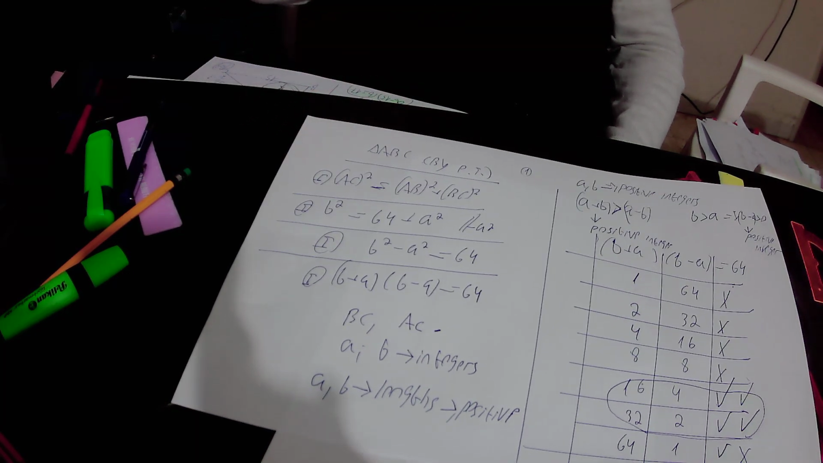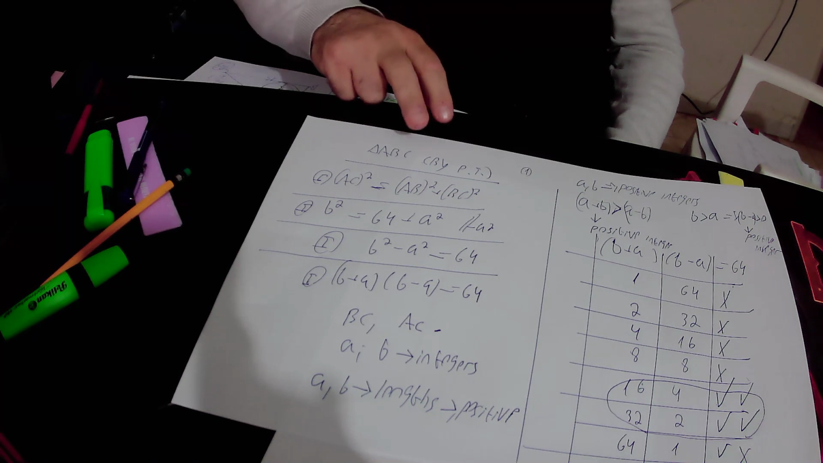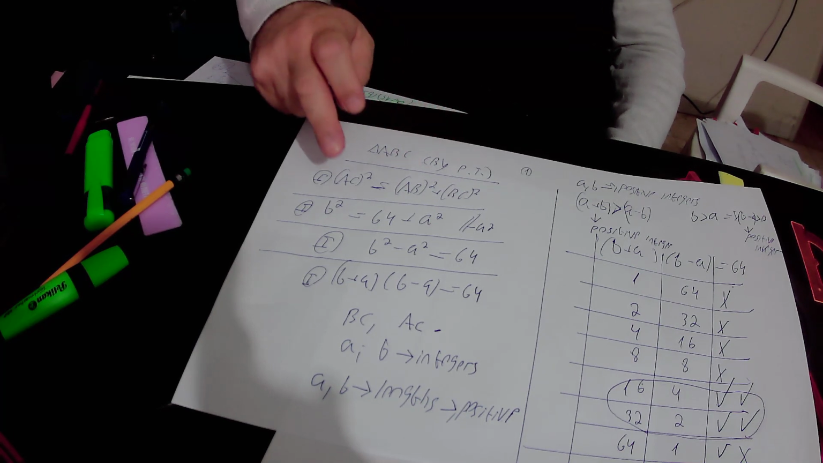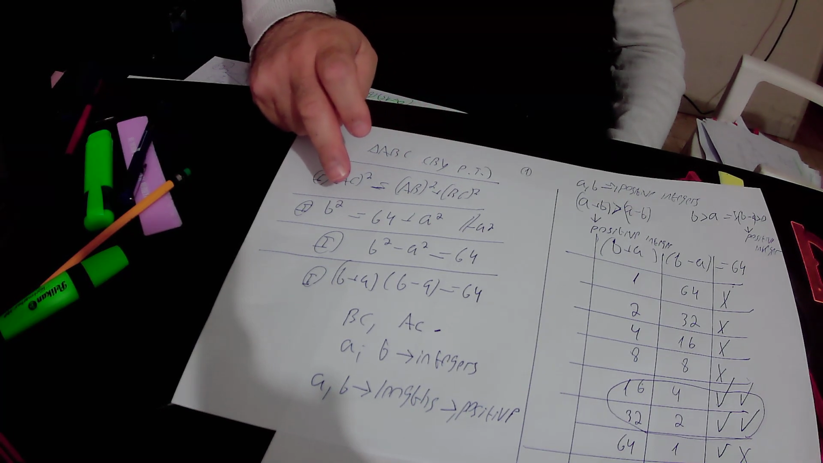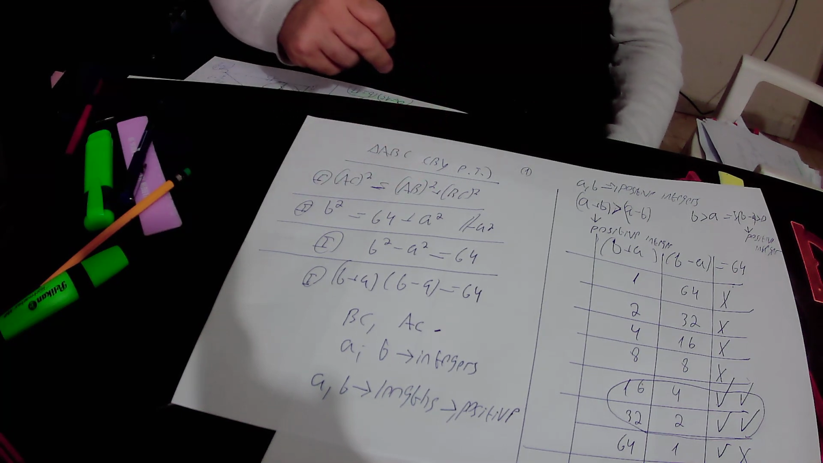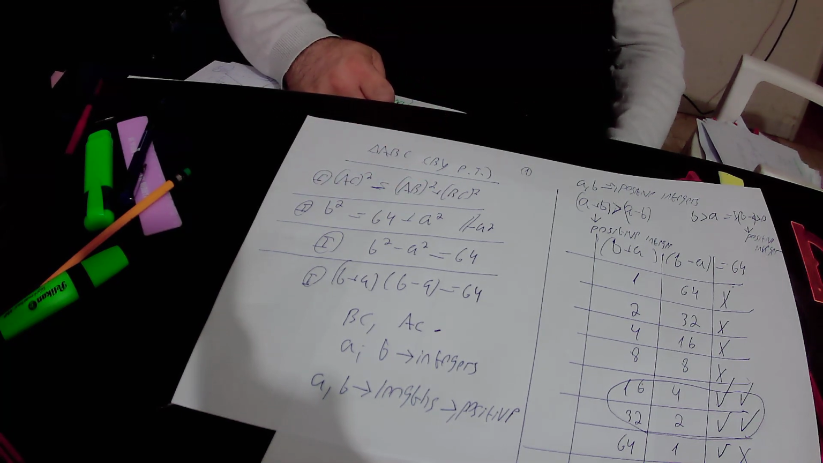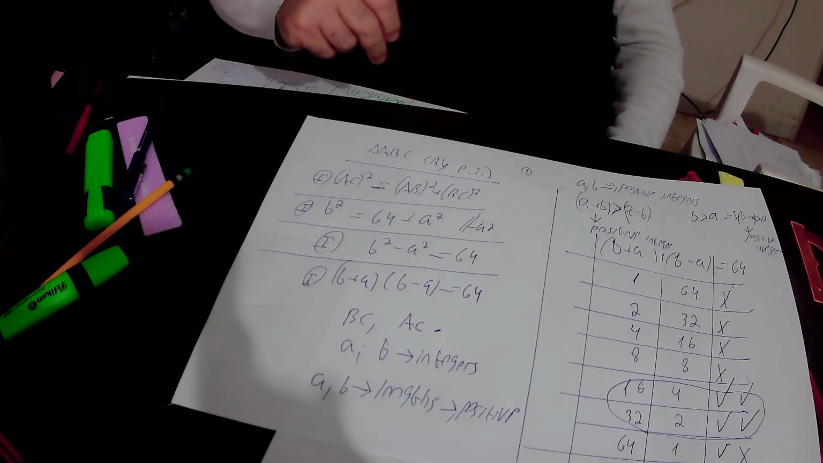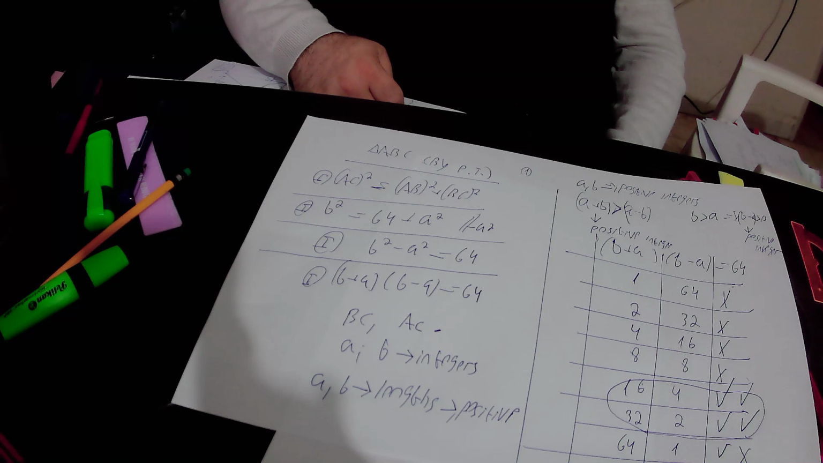We subtracted A square from equation number 1 and found out that B square minus A square equals 64. According to the algebraic identity, B square minus A square equals (B plus A) times (B minus A), that is equal to 64. So here, BC and AC are integers, as given in the question.